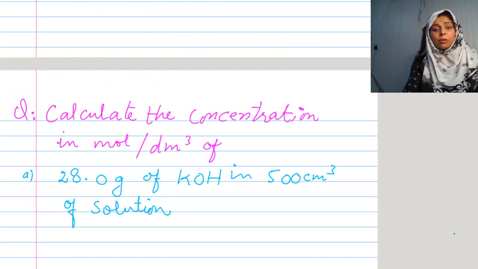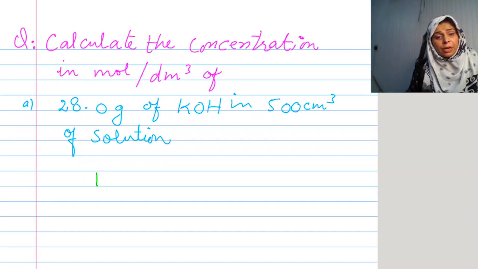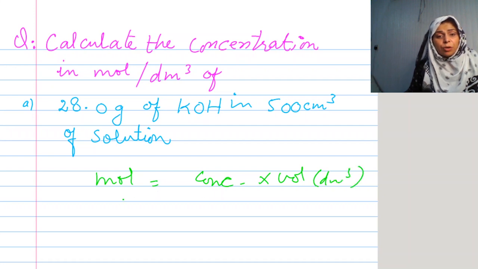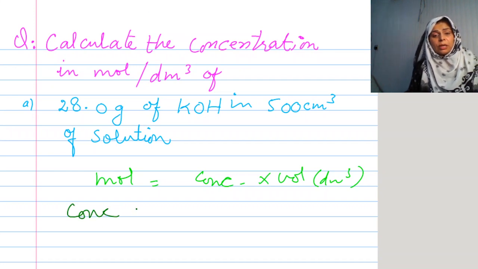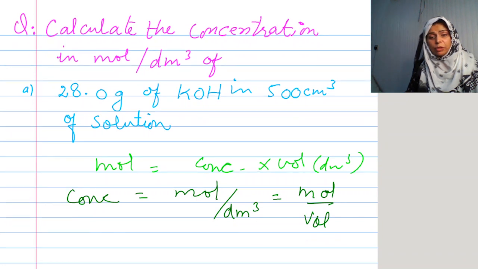So next question: calculate the concentration in mole per decimeter cube. If we calculate moles, the formula is concentration into volume, with volume in decimeter cube. But to calculate the concentration, the formula is concentration is equal to mole over volume, and mole per decimeter cube is its unit. So mole over volume in decimeter cube is our formula for the concentration.